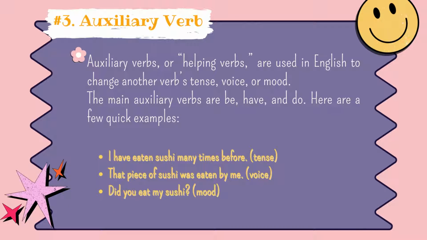Number 3. Auxiliary verb. Auxiliary verbs or helping verbs are used in English to change another verb's tense, voice, or mood. The main auxiliary verbs are be, have, and do. When auxiliary verbs are used, there's always a main verb that represents the main action. However, the auxiliary verb must still be conjugated correctly.